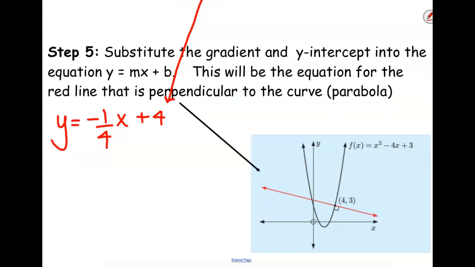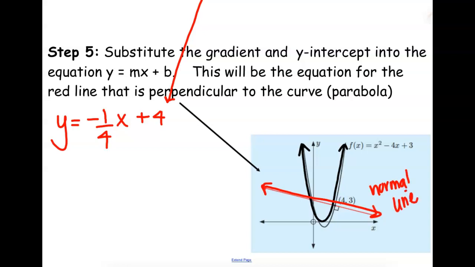So here is your quadratic, your curve, your function. Here is your normal line. That's perpendicular. So imagine this would be your tangent line here, which we didn't find that equation. That would be where the tangent would be. But we found the red function.